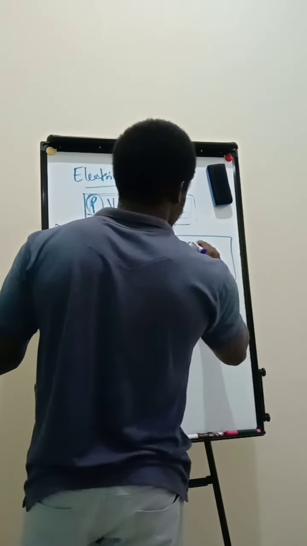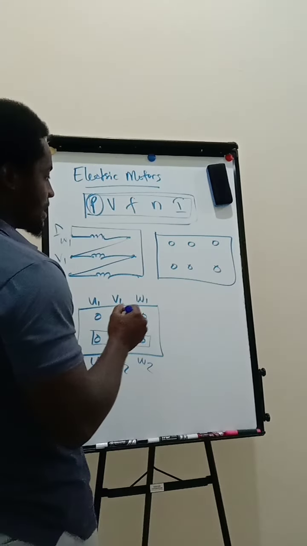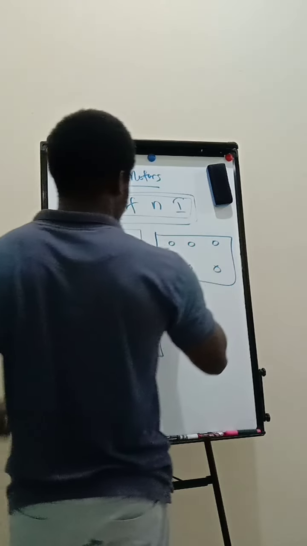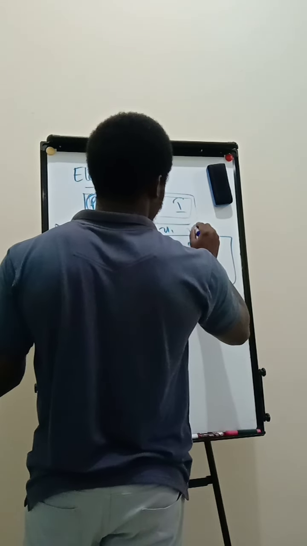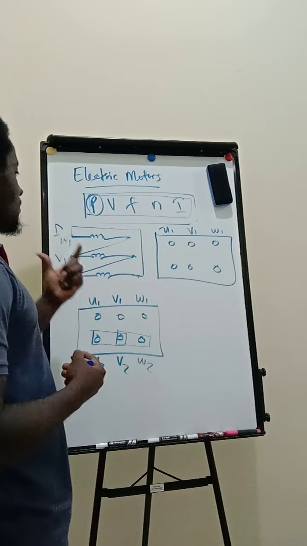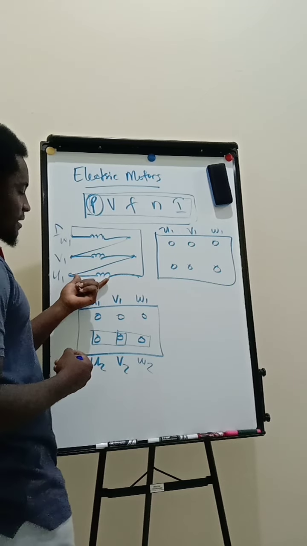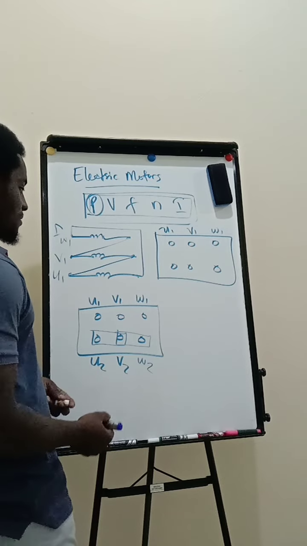So we have our terminal board as such in the electric motor. Here we will have our U windings, which is U1, V1, and W1. To achieve this, our idea is, first of all, we need to achieve for delta. By so doing, we will achieve as well for star configuration.